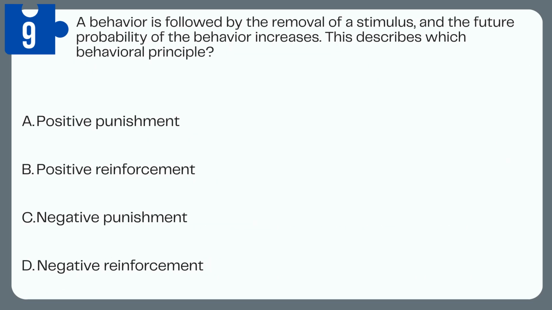Question 9. A behavior is followed by the removal of a stimulus, and the future probability of the behavior increases. This describes which behavioral principle? A. Positive punishment. B. Positive reinforcement. C. Negative punishment. D. Negative reinforcement.